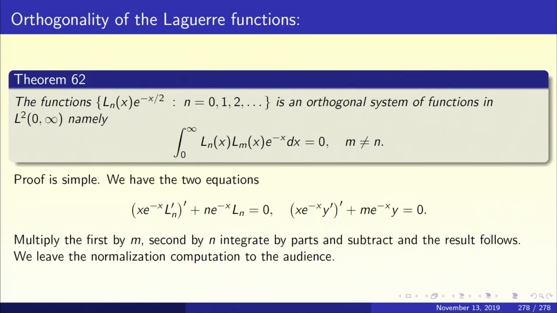Proof is again simple. Ln(x) satisfies which differential equation? (x e to the power minus x Ln prime) prime plus n e to the power minus x Ln equal to 0. Lm satisfies which differential equation? (x e to the power minus x Lm prime) prime plus m e to the power minus x Lm equal to 0. What next? Well, multiply the first by Lm, multiply the second by Ln. Integrate from 0 to infinity, integrate by parts, subtract, and you will get the orthogonality. Now, we need to normalize. The normalization I will leave as an exercise for the audience. Here we will stop this lecture. Thank you.